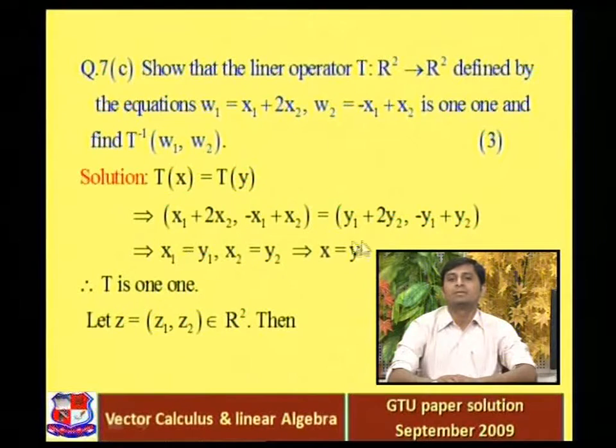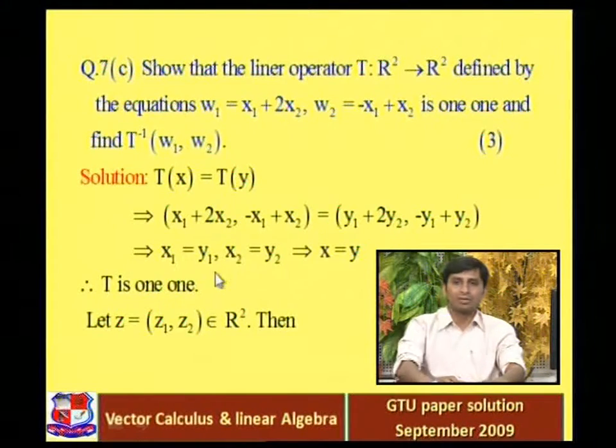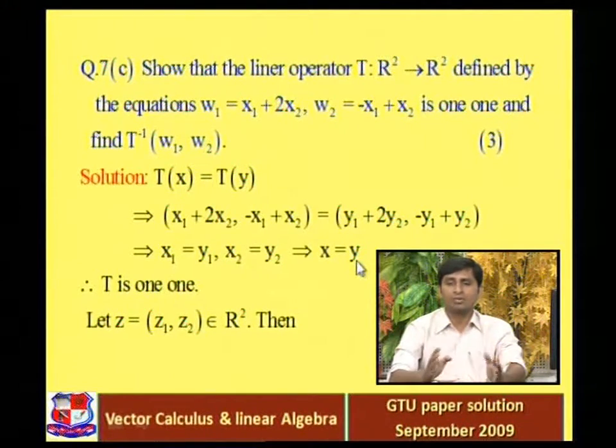So when these two are equal, that means what? We can compare the coordinates. That means X1 plus 2X2 is equal to Y1 plus 2Y2, and minus X1 plus X2 is equal to minus Y1 plus Y2. So from these two equations, definitely we get X1 is equal to Y1 and X2 is equal to Y2. So that means X is equal to Y. So what we have to prove? We are starting with T of X is equal to T of Y, and we prove that X is equal to Y. That means T is 1-1, right?